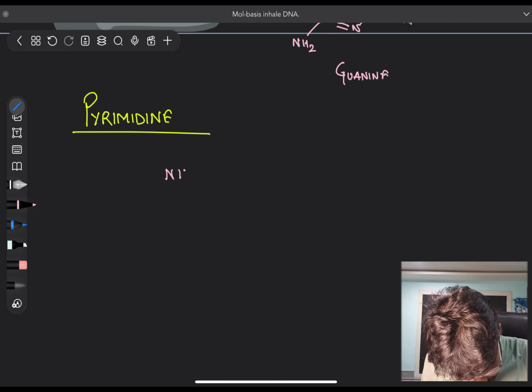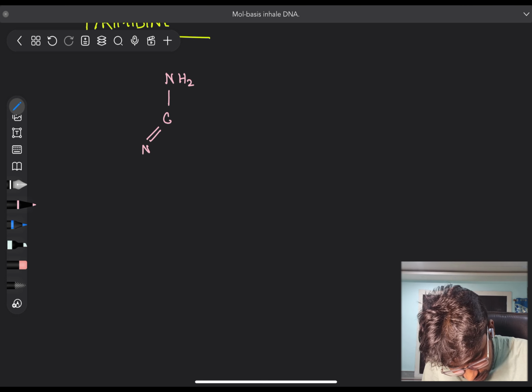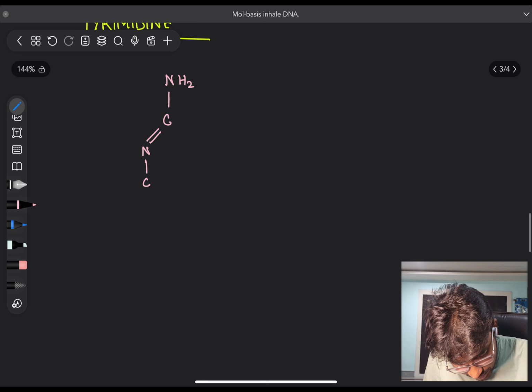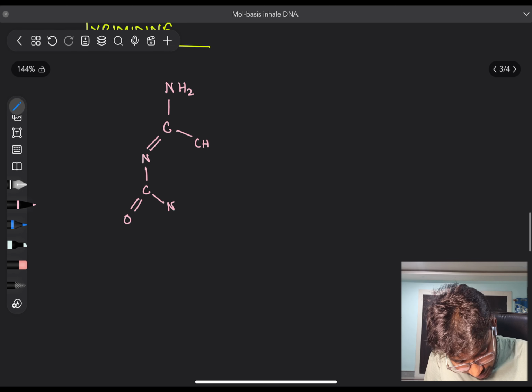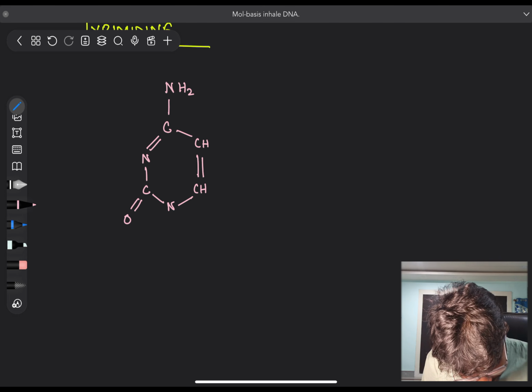Pyrimidine: it has a nitrogen with an amine group, singly bonded with nitrogen, singly bonded with carbon, double bonded with nitrogen, single bonded with carbon. This carbon is doubly bonded with oxygen and singly bonded with nitrogen. And here this carbon is singly bonded with hydrogen and double bonded with carbon, and singly bonded with nitrogen. Now this is called cytosine.